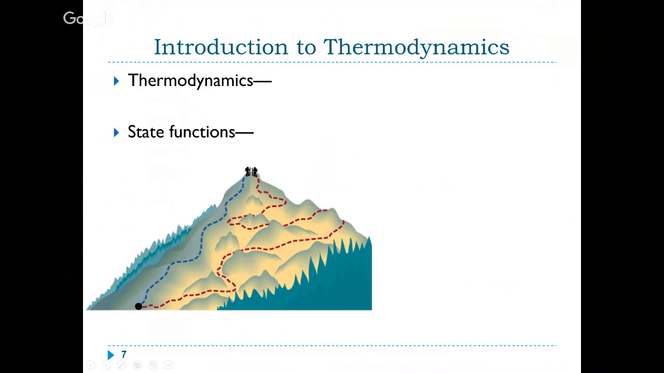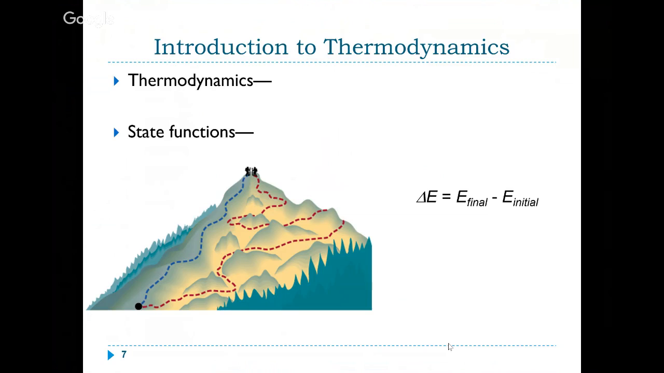So we have two hikers. One took a much longer path, one took a shorter path. So the path would not be considered a state function, right? The distance that was traveled would not be a state function because it depended on the path. However, they both started at the bottom of the hill and they ended at the top of the hill. So altitude or height would be considered a state function because it didn't matter on the path. It just mattered that you started at the bottom and you got to the top. Oh, it's like a Drake song.